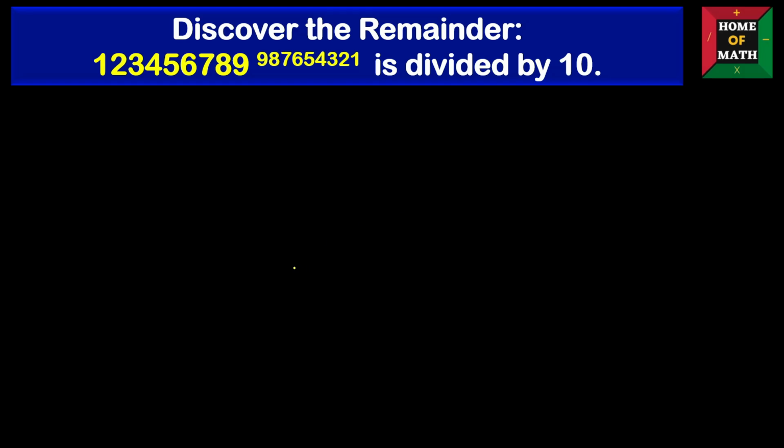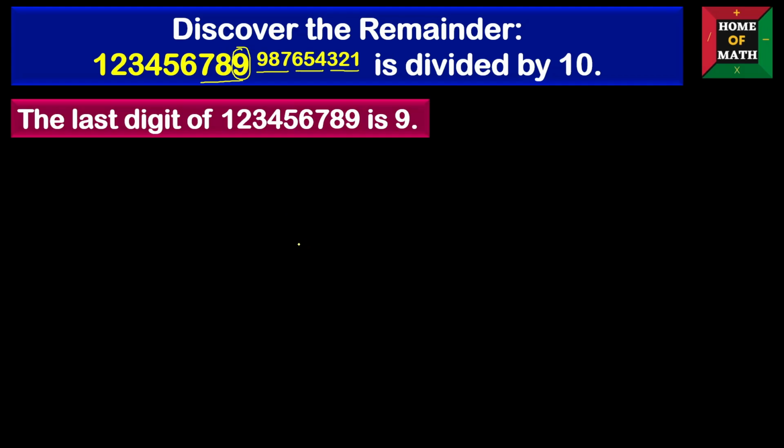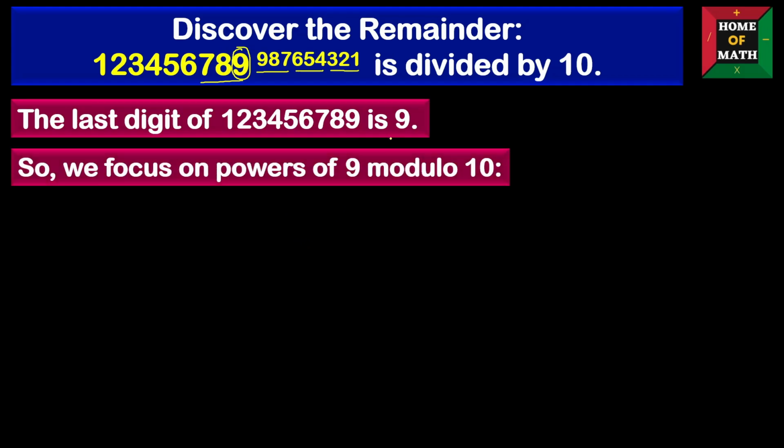This number, 1, 2, 3, 4, 5, 6, 7, 8, 9 to the power 987, 654, 321. The last digit of this number is 9, right? So we will think about the power of 9. In this case, we have to find out the power of 9 modulo 10. It means 9 to the power n modulo 10 will be the result of this question.